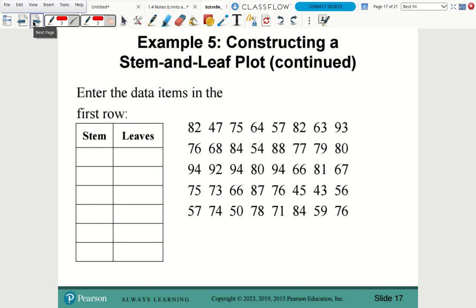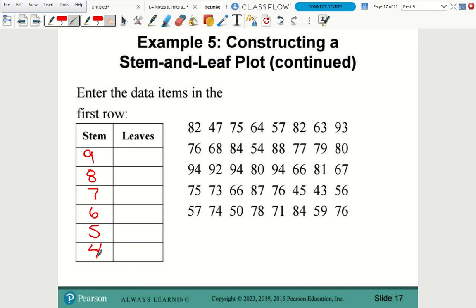So, stem. What is my highest number? 94. Okay. So my stem would be 90, or the 9. The next stems would be 8, 7, 6, 5, 4. Okay, so those are my stems. And now we're going to put our leaves on these.